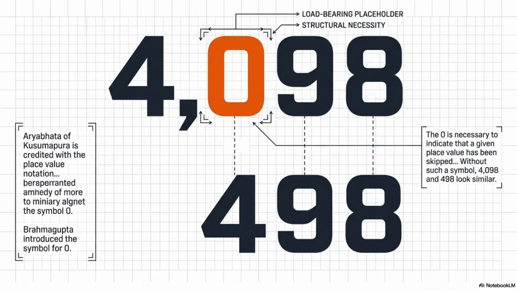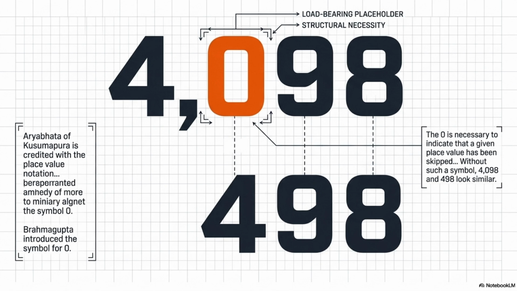Okay, but here's where it gets really interesting. The textbook mentions that Brahmagupta introduced the actual symbol for 0 a whole century after place value was already working. And as your student, I have to push back here. Why is a symbol for literal nothing such a massive technological leap? Couldn't merchants just leave a blank space on their ledgers?